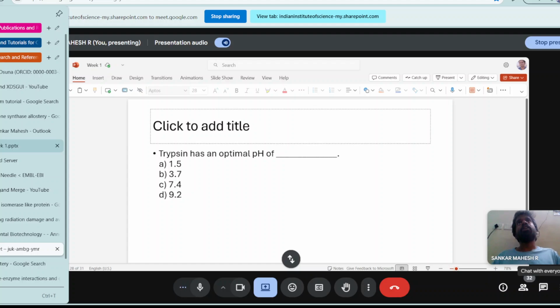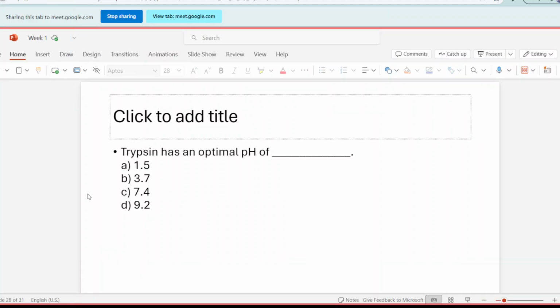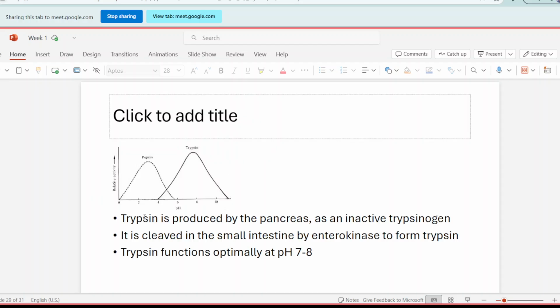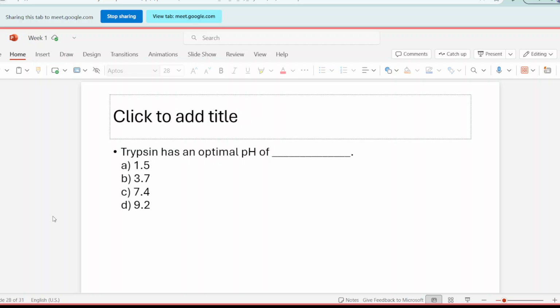It happens for a range of pH and a range of temperature, which is what I give as a graph here. If you see, pepsin is active maximally at pH 3, and then its activity reduces as it goes to pH 6, whereas trypsin, which functions in the duodenum, functions maximally at pH 7 to 8, which is around the pH range of the duodenum, and it functions maximally at that pH. So the right answer is option C, 7.4.